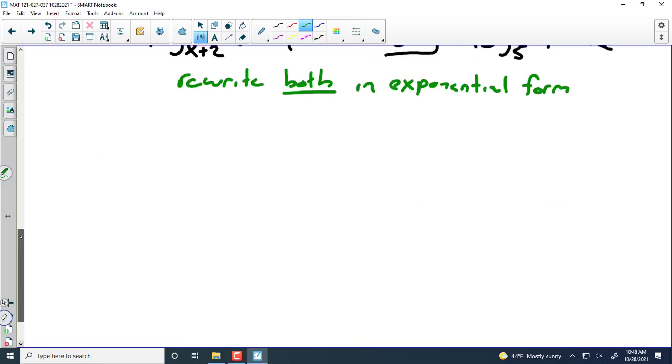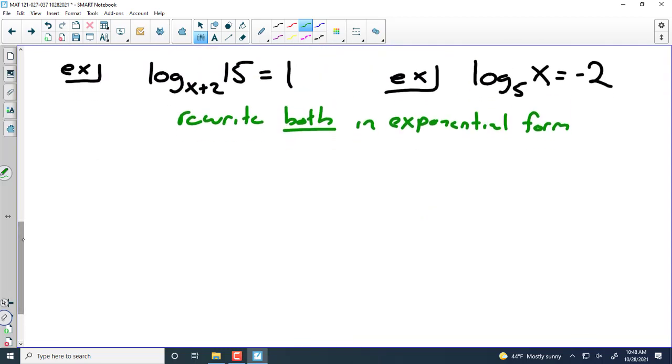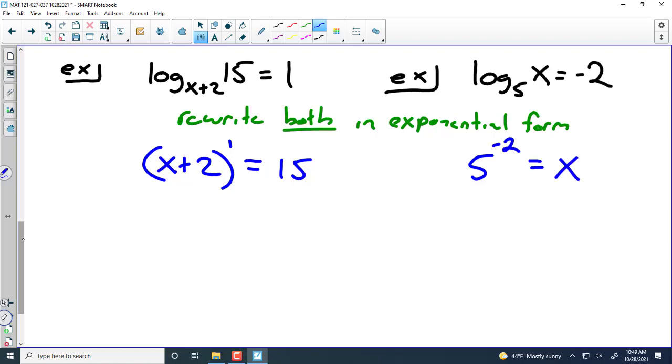So, everyone, even though it doesn't look like a typical base because we're trying to solve for x, what is our base over in this one on the left? X plus 2, that's okay. What's our power? 1, and that should equal 15. This one over here, what's our base? 5. What's our power? 1. Negative 2 equals x.